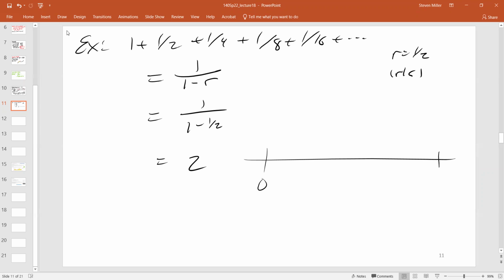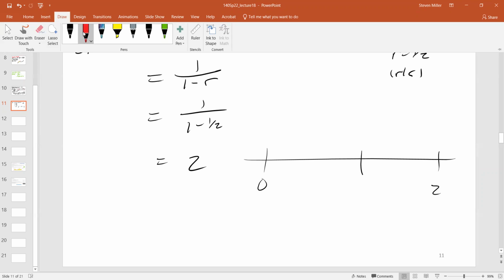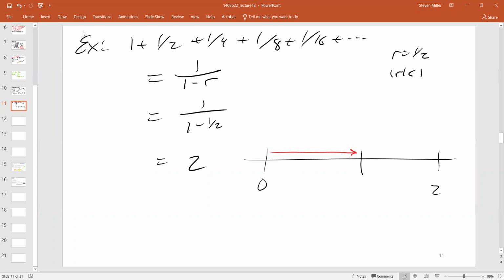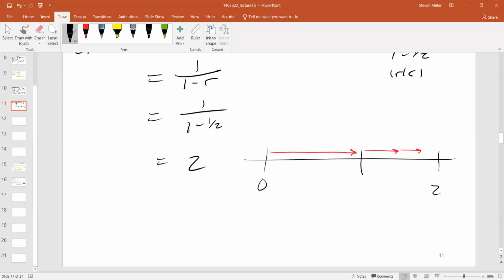Here's 0, here's 2. The first step, I move half of the distance to 2. The next step, I move half of the remaining distance. I move to 1.5. The next step, I move half the distance remaining. Each step, I move half the distance remaining.